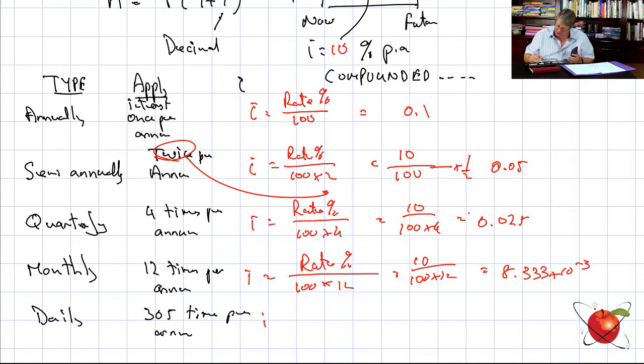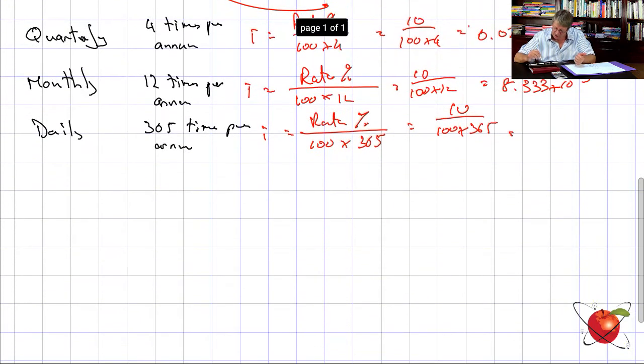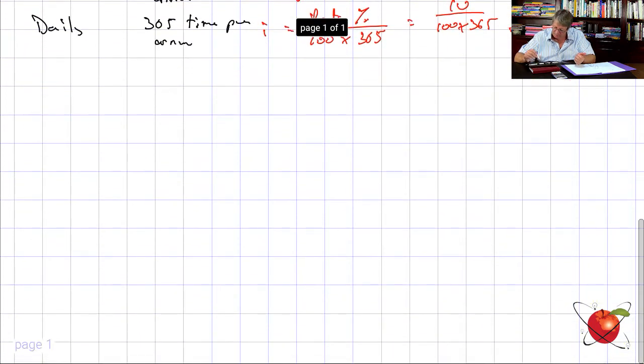Straightforward. And the last one, yep, it's the rate in percentage divided by 100 times 365. 10 over 100 times 365. It's a small number. I'm not going to bother with it, and we're not going to use it in this scenario anyway. So essentially what we're doing is, if you like, we are working out what the rate is.